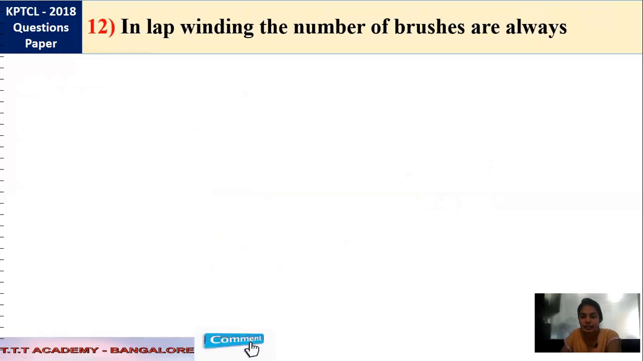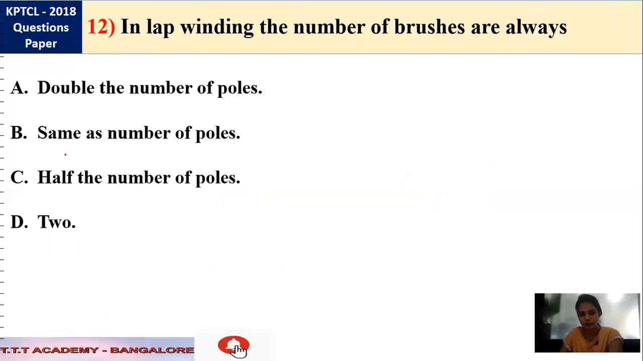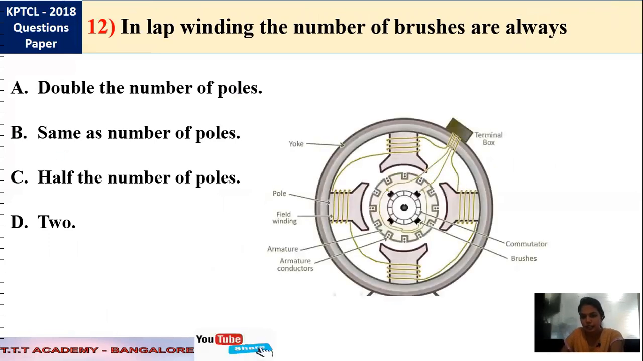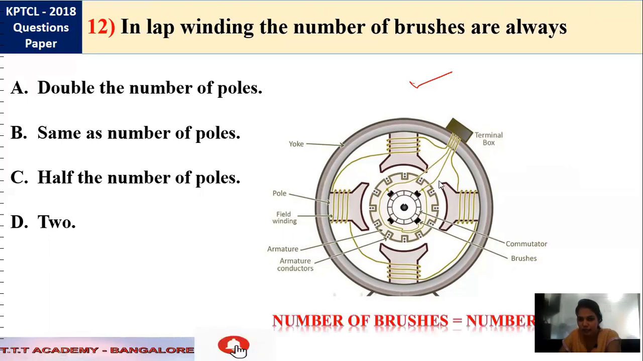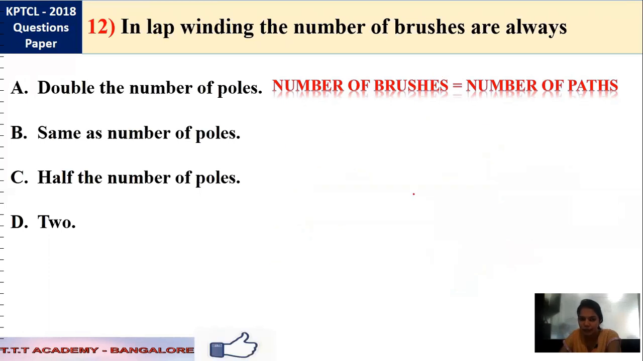In lap winding, the number of brushes are always. So these are the options. Consider a DC generator again. Here, brushes are placed on the commutator. Here you can see the black color brushes are connected on the commutator. So the number of brushes mounted on the commutator is equal to the number of paths of the commutator winding, the number of brushes of a DC motor winding.